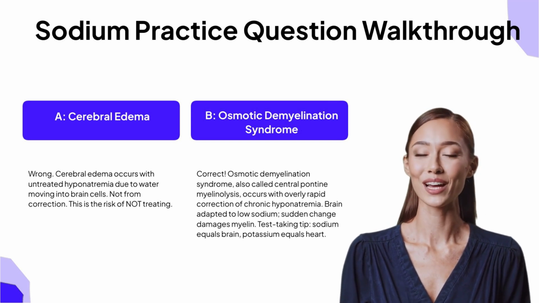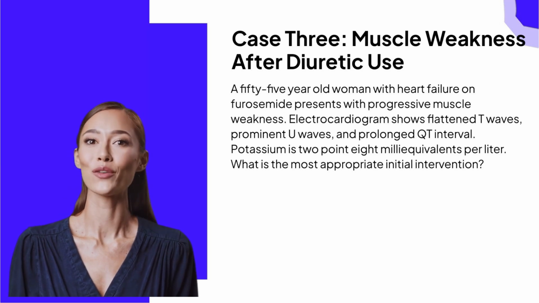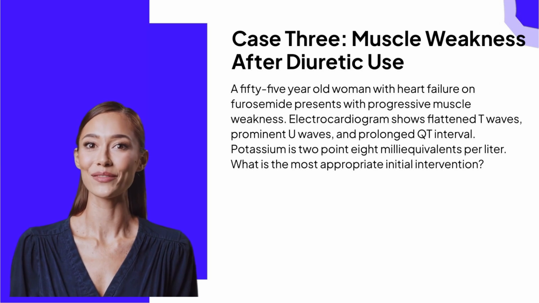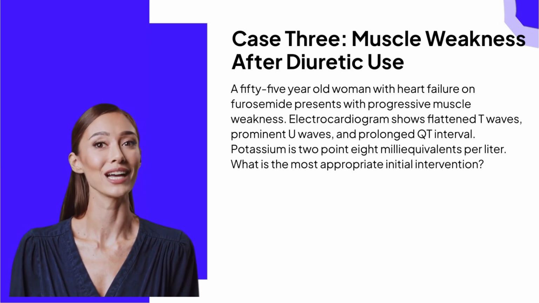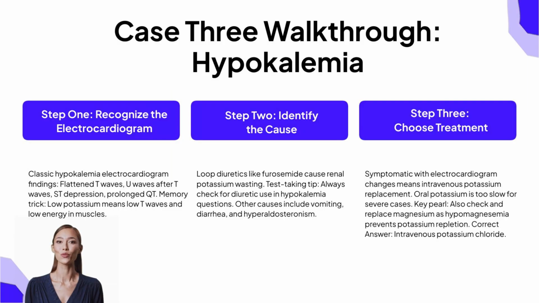This distinction will help you on multiple board questions. Case 3. A 55-year-old woman with heart failure on furosemide has progressive muscle weakness. Her electrocardiogram shows flattened T waves, prominent U waves, and prolonged QT. Potassium is 2.8. What is your initial intervention? Walking through this hypokalemia case.